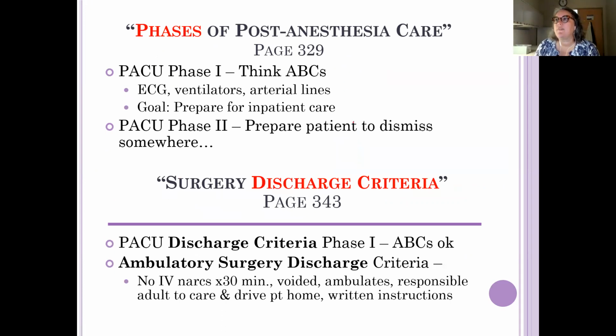So there are some phases of PACU. PACU phase 1 is all about ABCs, airway, breathing, circulation. How are you breathing? How's your heart? Are you perfusing? So we're going to be looking at ECG rhythm strips, telemetry, and ventilators. A lot of these people in PACU phase 1 are still on the ventilator. They still have a breathing tube. They may or may not have an arterial line, depending upon the procedure that they had.